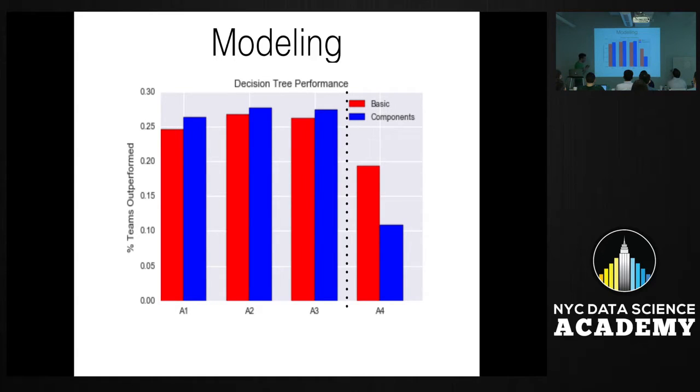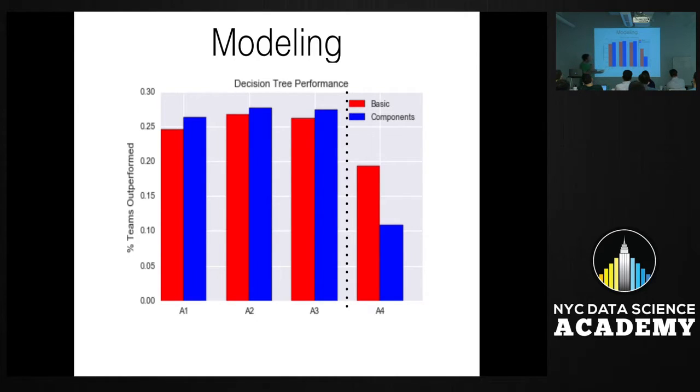So this is a plot of the performance of some of our models. I just want to spend a moment explaining what you're looking at. On the x-axis, you have different attempts we made to use decision trees to model performance. This is in chronological order. So A1, and then later we tried A2, and so on. On the y-axis is the percentage of teams that we outperformed when we submitted to Kaggle. So the bigger the bar is, the better we performed with that model. And then the red and the blue correspond to which data frame we were using. The red is for the basic, and the blue is for the components, which had more data.